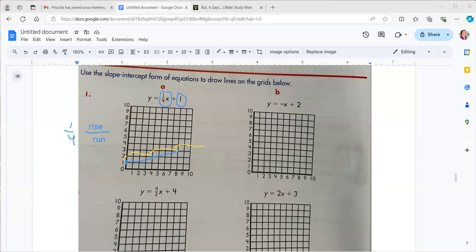So when the slope is a fraction, I like to think of it as rise over run. But you find what way works for you, which way makes sense in your brain, and just keep doing whatever makes sense.